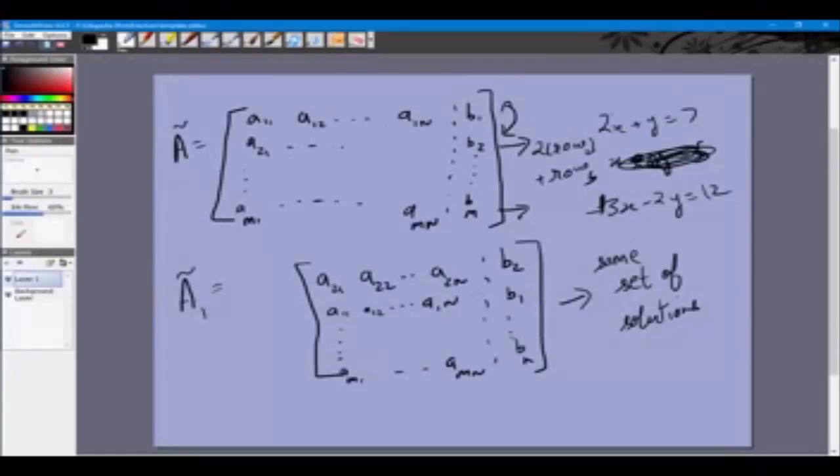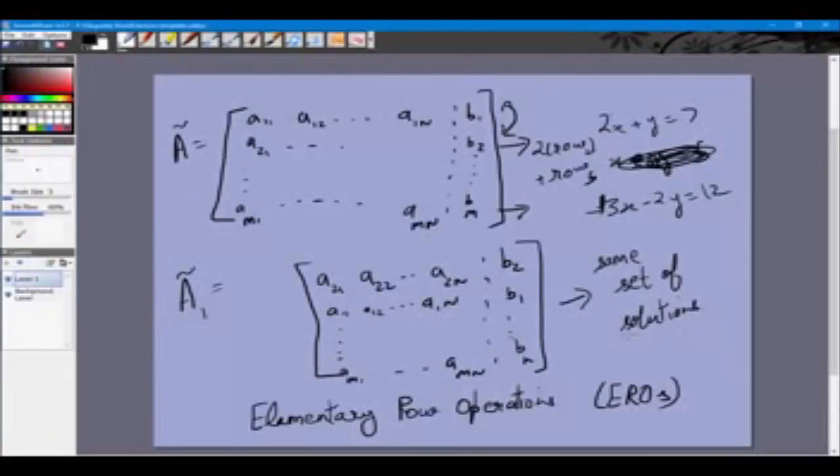Right. So you can actually manipulate these augmented matrices. You can do certain things on the augmented matrices which are called elementary row operations, or EROs. And elementary row operations are those operations which you can do on the augmented matrix which don't change the solution set. You cannot, for example, multiply this entry by 7, because that would change the set of equations, and that would give a different set of solutions.